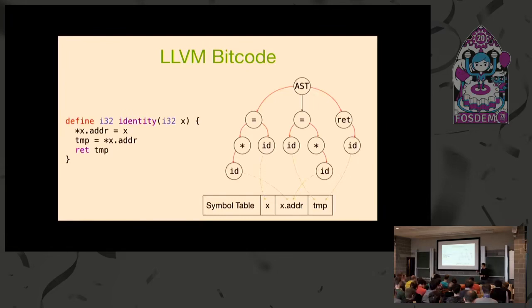Then with this AST, we could add CFG connections. And with this code, now it's complete, and we can run some queries and find some nice properties.